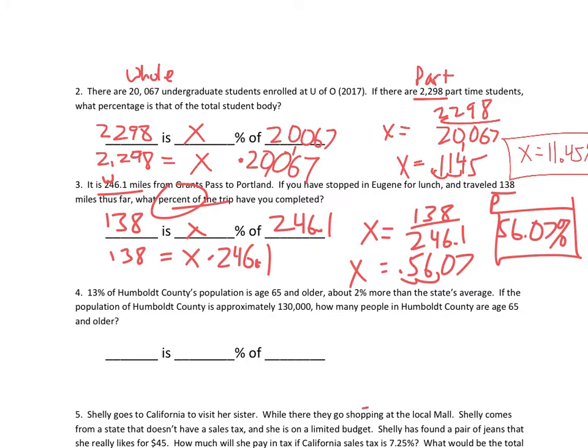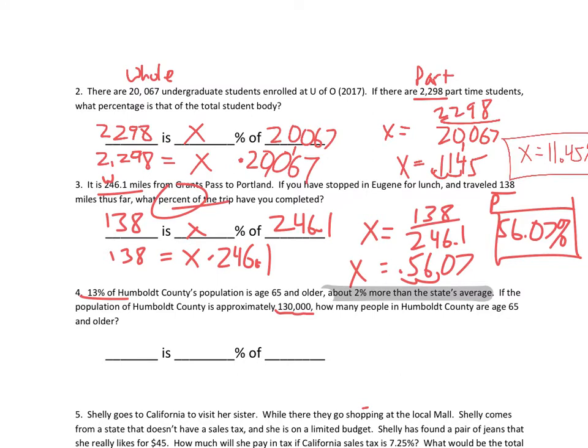All right, 13% of Humboldt County's population is age 65 and older, about 2% more than the state's average. Now, I've got to be careful here. This is kind of extra. So that right there, we don't really need. Okay, if the population of Humboldt County is approximately 130,000, how many people in Humboldt County are age 65 and older? Okay, so now 65 is not really part of our equation. It's just the category, all right? So that's not our important number.